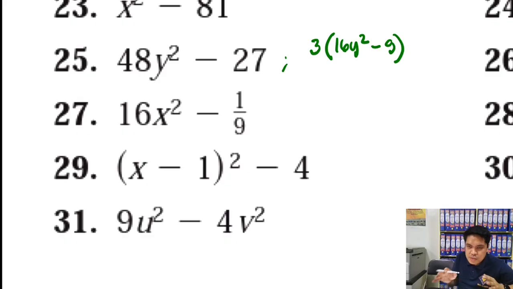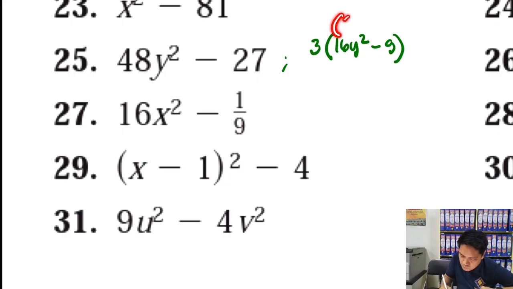Right? That's the reverse of the distributive property. The 3 is common to both terms. We took it out. Anyway, 3 times 16 is 48. 3 times 9 is 27. Okay. So this time, you notice that 16y squared is actually a perfect square.